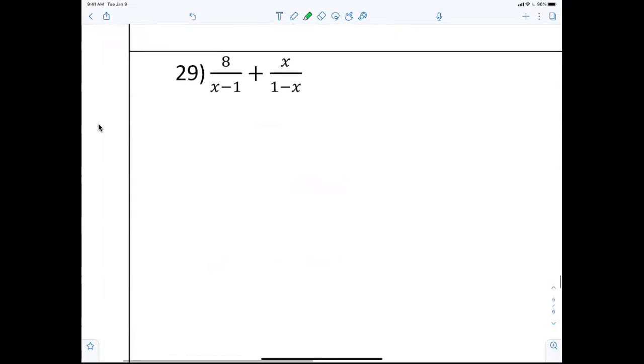All right, so I tried to trick you. x minus 1 and 1 minus x. What's the common denominator? x minus 1. And the x becomes a what? Negative. Good job if you saw that. 8 minus x, that's all the answer is: 8 minus x over x minus 1. Can I cross out the x's? Of course not. Things bounded by addition and subtraction you cannot cross out.